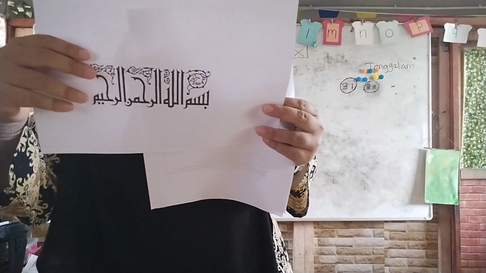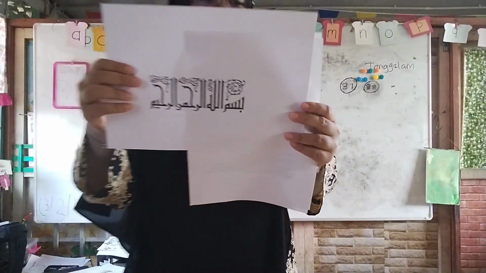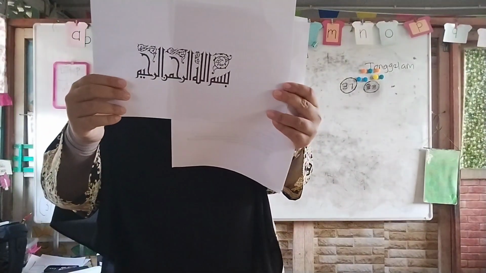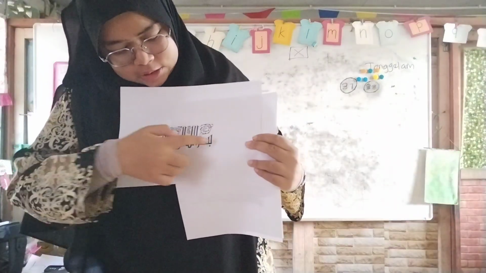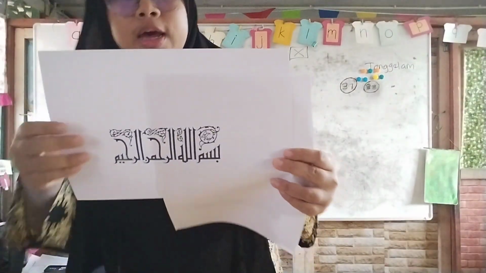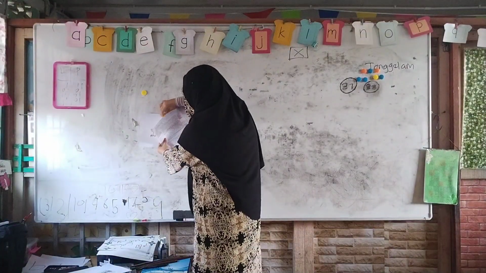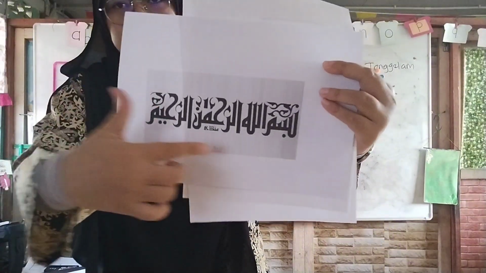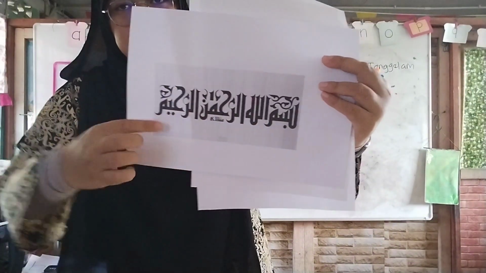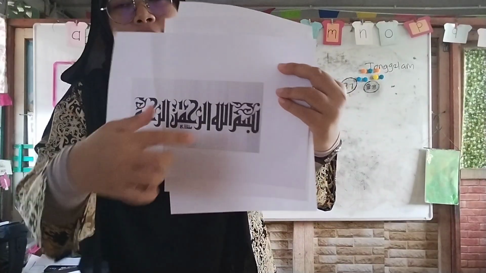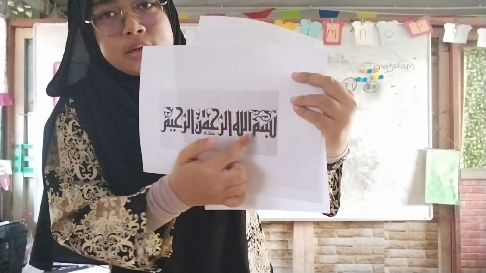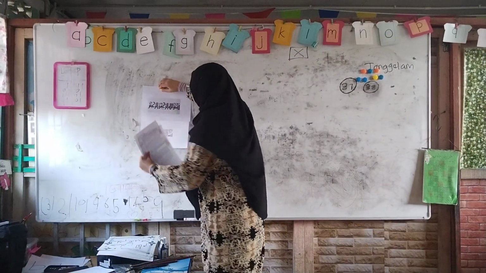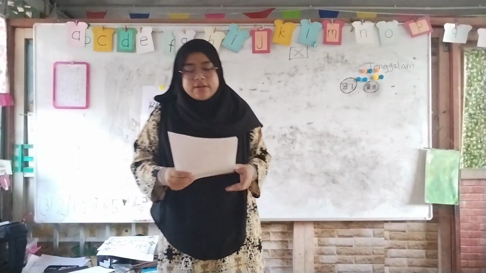The script features angular geometric shapes, and it is characterized by its straight horizontal lines and sharp angles. This is the sharp angle. And we have the second example of Kufi calligraphy. Did you see? This is the straight horizontal and sharp angles. Okay, this is the first calligraphy. Okay, we move to the next calligraphy.